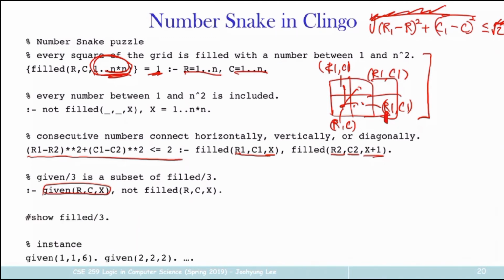And this is it. So, in the previous example, the 1,1 position, 6, was given, and the 2,2 position, 2, was given. And you have to fill the rest of it.